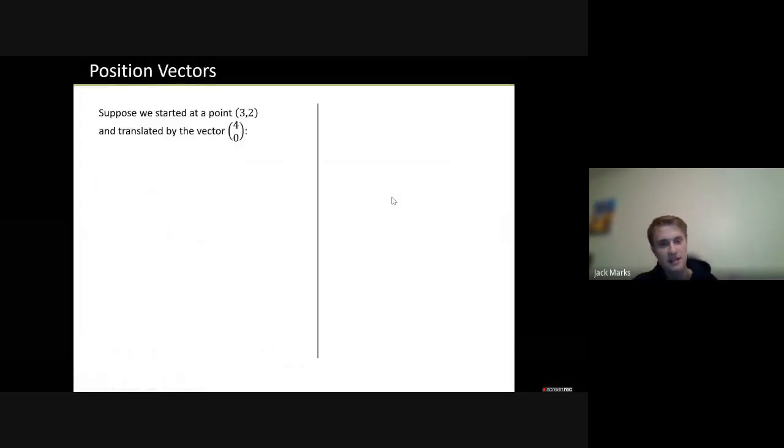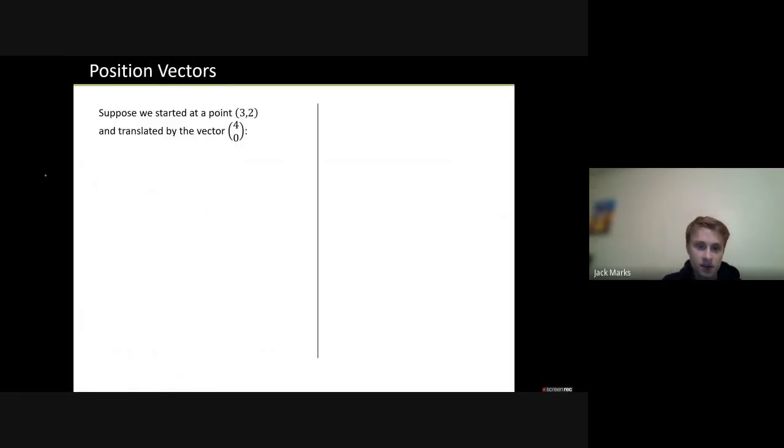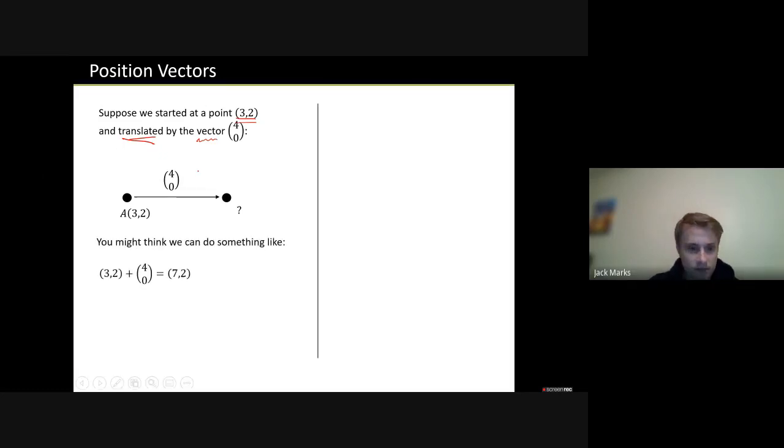We're starting off now with the section for 11D, which is about position vectors. So imagine you had a coordinate (3, 2) and we translated it by the vector (4, 0). Vectors, you probably saw these the first time when you were doing translations, moving shapes around. So you might think that we can just say, well, okay, it goes to (7, 2).